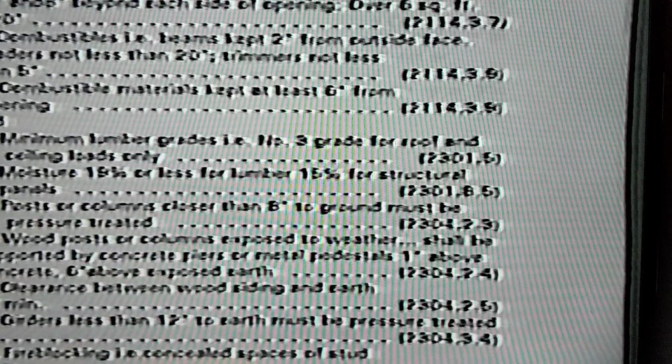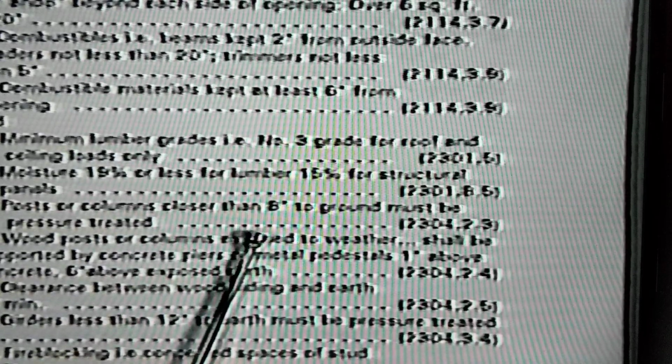The code will also address wood. Of course, it's going to refer by reference to other sources of information about wood. Notice that there are minimum prescribed quality levels of lumber for particular applications, such as minimum lumber grades, or a number 3 grade for roof and ceiling loads only. There are maximum moisture contents of wood as to what we can use.